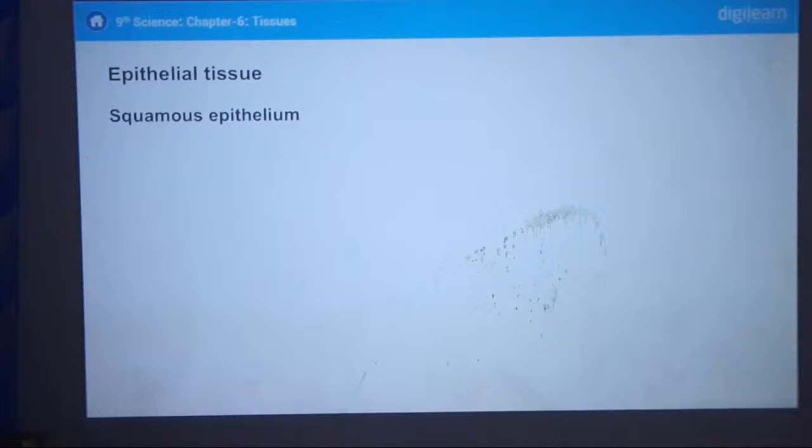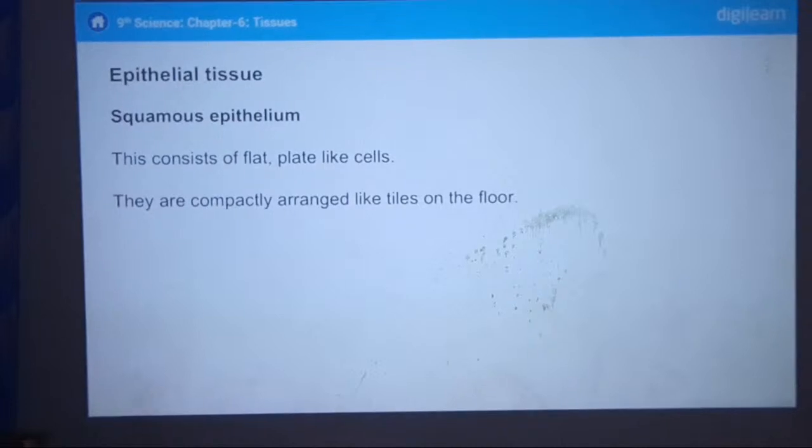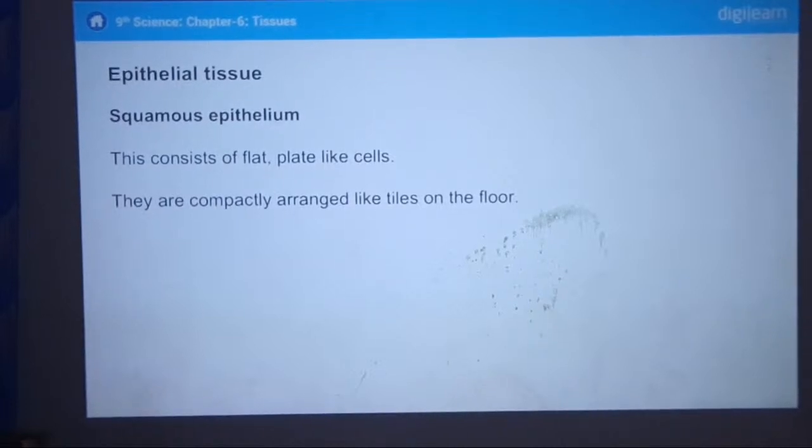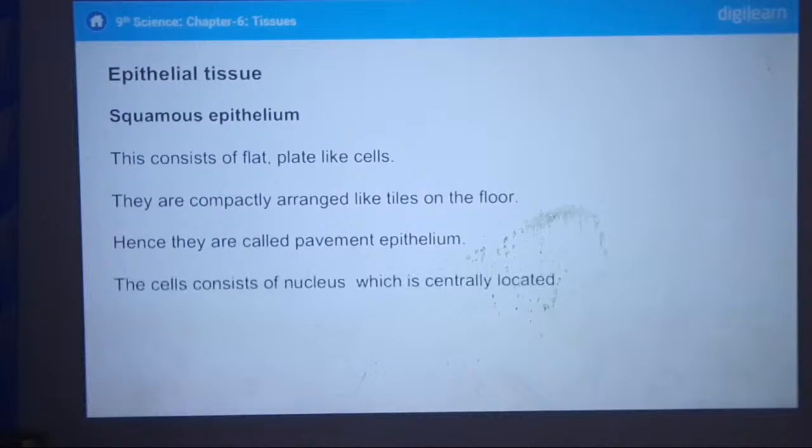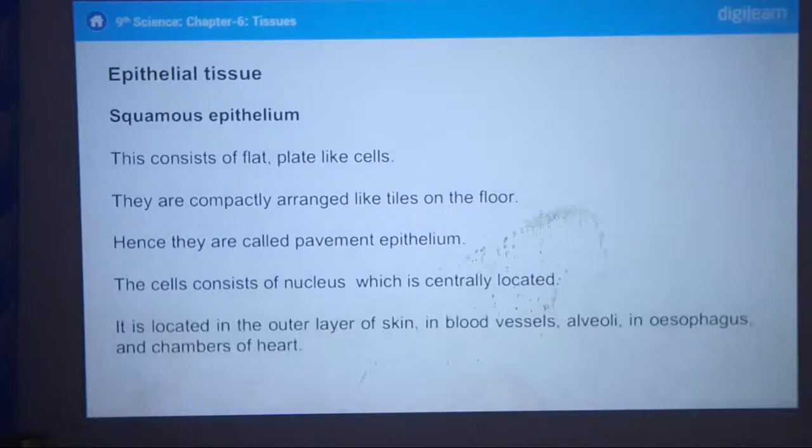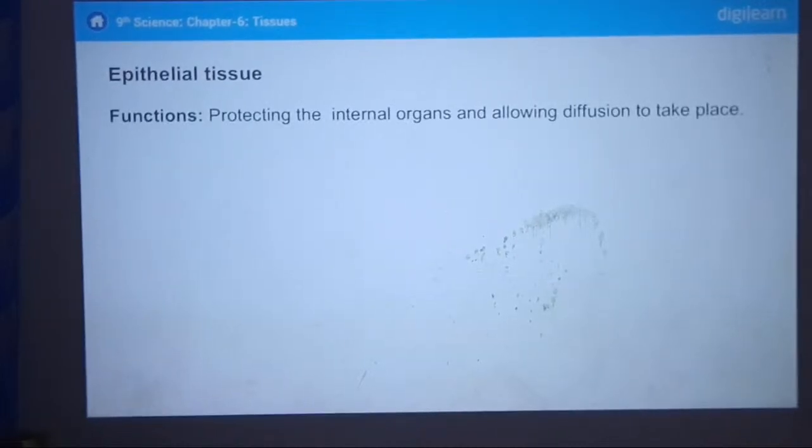Squamous epithelium. This consists of plate-like cells. They are compactly arranged like tiles on the floor. Hence, they are called pavement epithelium. The cells consist of a nucleus, which is centrally located. It is located in the outer layer of skin, in blood vessels, alveoli, in esophagus, and chambers of heart. Functions: protecting the internal organs and allowing diffusion to take place.